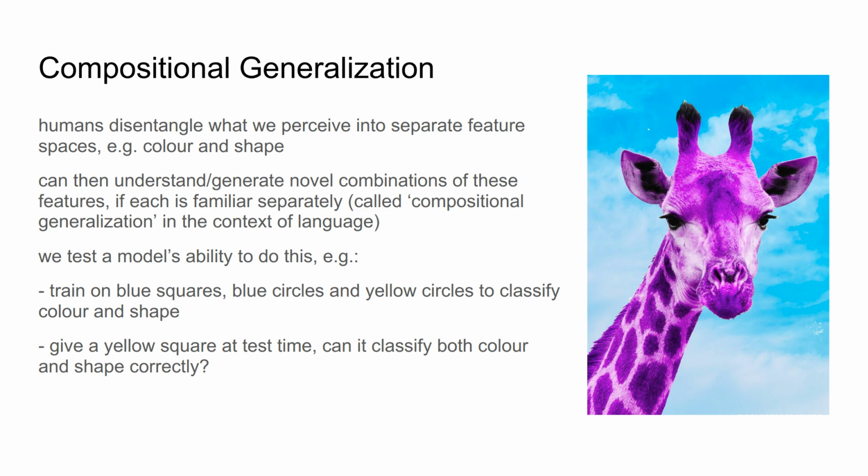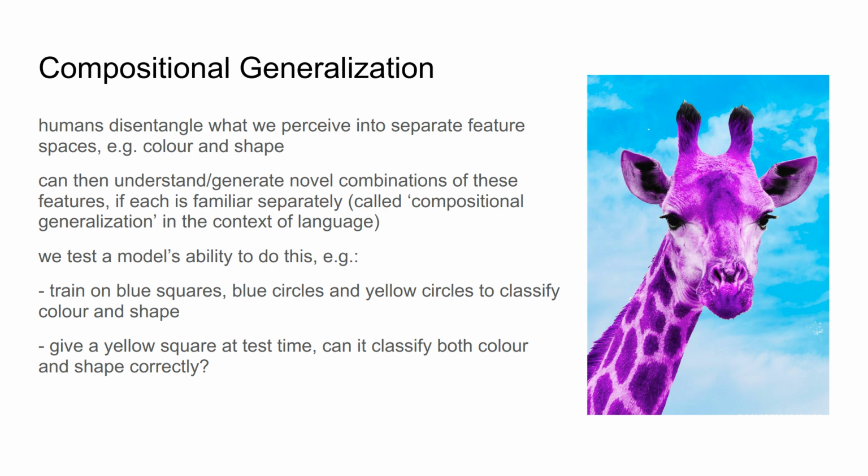So humans, one indication that we do definitely disentangle concepts is that we can recognize a novel combination of concepts that we've never seen before, because we recognize each of the components individually. So when you see a purple giraffe like there is on the right, you've probably never seen a purple giraffe before, but you certainly know what the color purple is and you know what the shape of a giraffe is. So you have no problem saying that this is a purple giraffe.